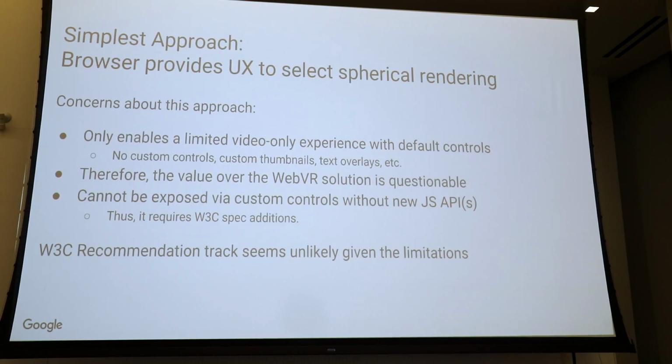So the simplest approach is just to put a button on the browser, and it goes to spherical. One of the issues with this is that you get a video-only experience, and you're going to have custom controls. You can't overlay custom thumbnails, text, or anything like that. So that's it. You just get video. And so over the existing WebVR solution, there's questionable value to going down this route beyond what we already have. And then, of course, you need new APIs just to expose this, like request full screen. So it's not just simply in the user agent.